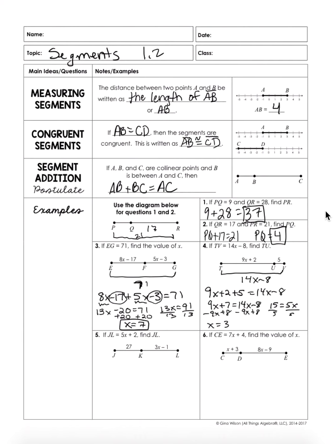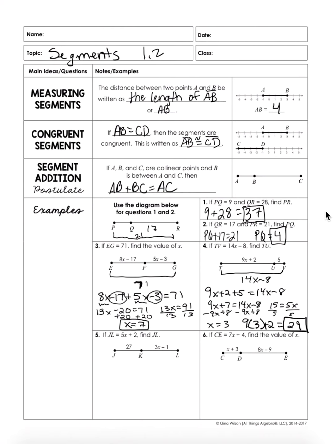If I was in Algebra 1, I would be done now. But look at what my question says. It doesn't say find x. It says find TU. So now that I know what x is, I have to plug that into the x in TU. Okay, so I'm going to say 9 times 3 plus 2. That's 27 plus 2 equals 29. So that's my final answer. That's why it's so important to box your work, because sometimes we don't stop when we get x.